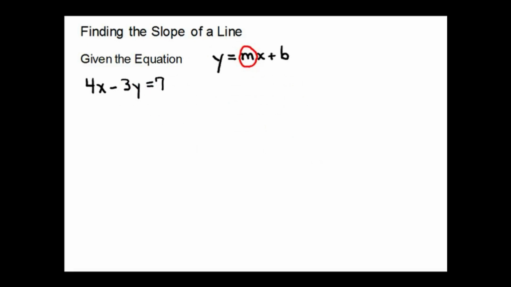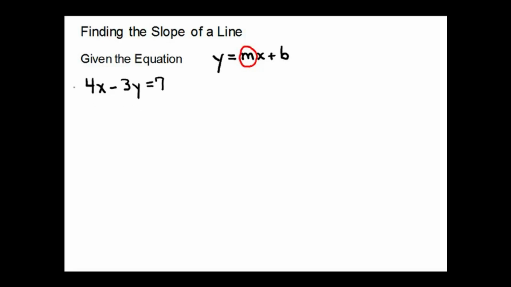Let's look at finding the slope of this line. Notice it's not in the proper form. It does not have y isolated, so we can't read the slope directly off. But we can use our formula solving skills to manipulate it and isolate the y. So we want to get y by itself.